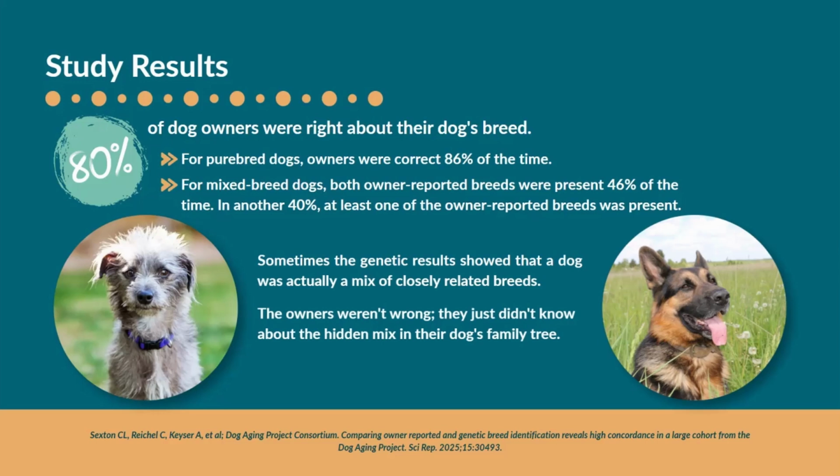Sometimes the genetic results showed that a dog was actually a mix of closely related breeds. Maybe a dog the owner thought was 100% German Shepherd was actually part German Shepherd and part Belgian Malinois, which are very similar. The owners weren't wrong, they just didn't know about the hidden mix in their dog's family tree.